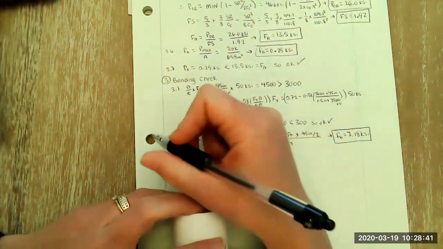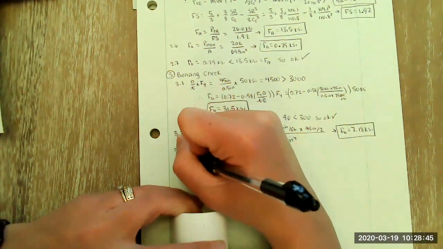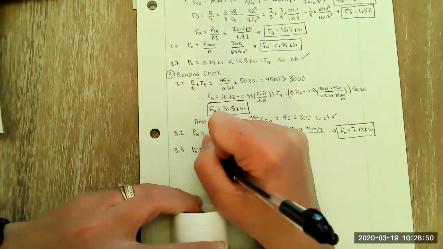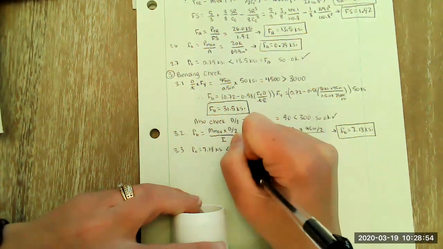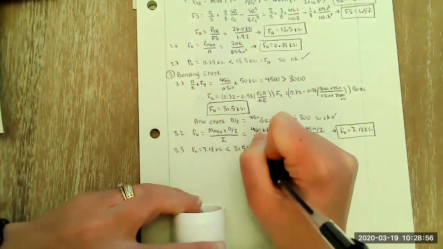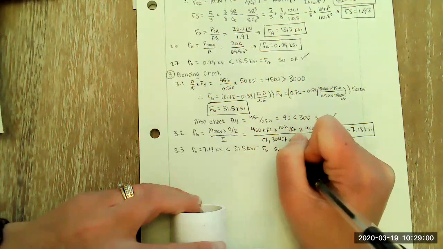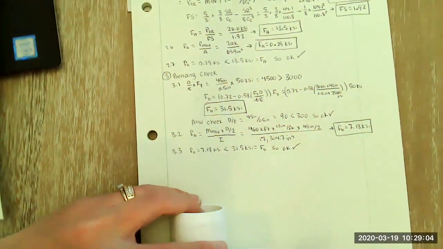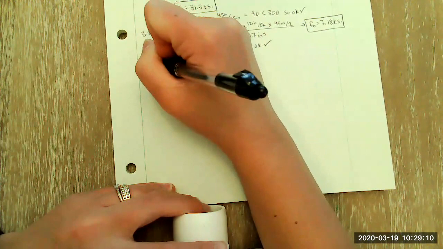And finally, the last step in this step is to compare. So we have little f sub b is equal to 7.18 KSI, which is less than 31.5 KSI, our allowable bending stress. So we're okay. All right, chugging right along. After bending comes the shear check. So this will be step 4, our shear check.